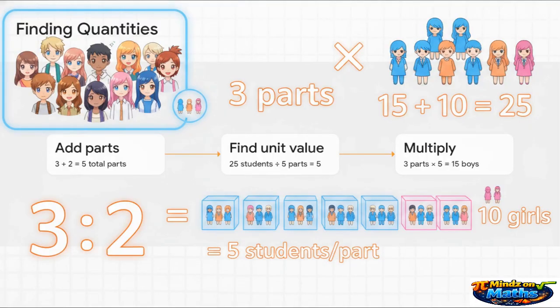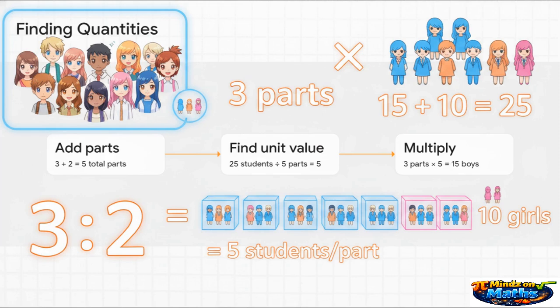Imagine you've got a class of 25 students, and the ratio of boys to girls is 3 to 2. So how do we figure out exactly how many boys there are? We just follow the logic. Step 1, add the parts of the ratio together. So 3 plus 2 equals 5 total parts. You can kind of imagine splitting the whole class into 5 equal blocks. Step 2, find the value of just one of those blocks. 25 students divided by 5 parts means there are 5 students in every single part. And finally, step 3, multiply for the boys.